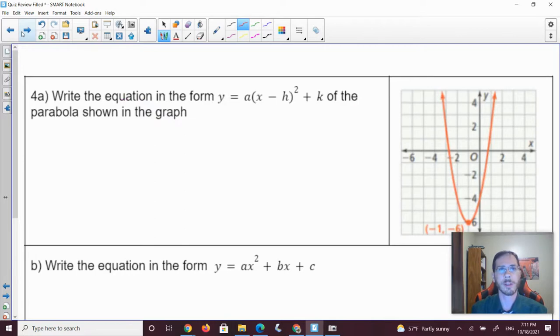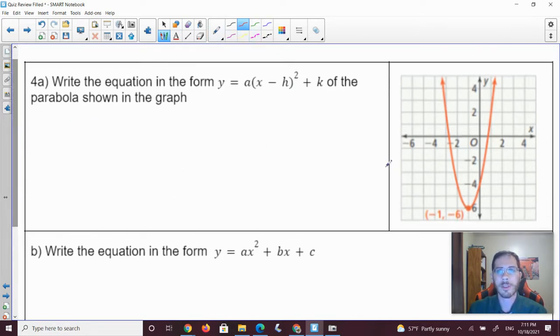All right, for 4, write the equation in the form y equals a (x minus h) squared plus k of the parabola shown in the graph. So again, it's telling us that we want to use vertex form. We need to find the vertex, but they give us the vertex. It's labeled here. So we know that this is going to be h, and this is going to be k. So just like the last one, I can go ahead and just throw those in.